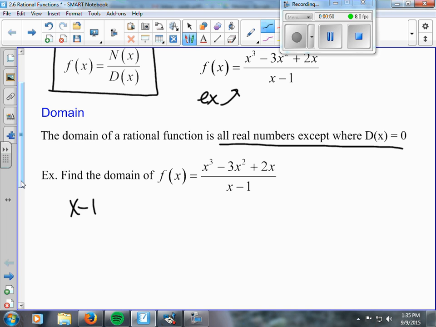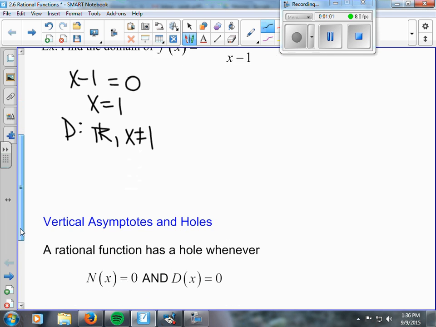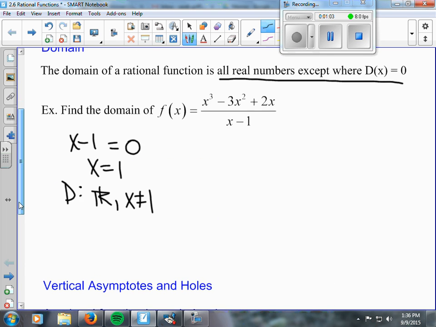I'm going to take the denominator and set it equal to 0 and solve for x. I get x equals 1. Therefore, my domain is all reals other than the number 1. Okay, so that's your domain.